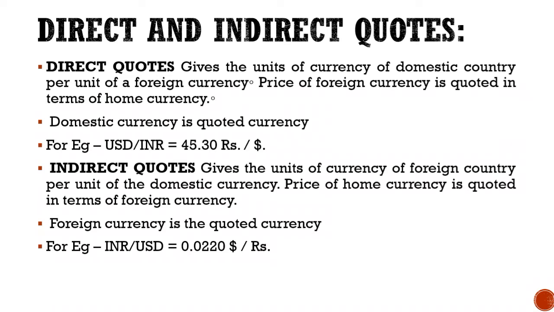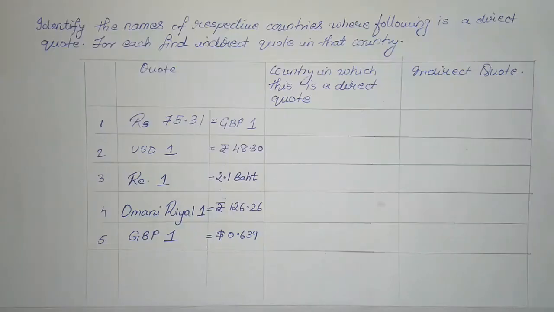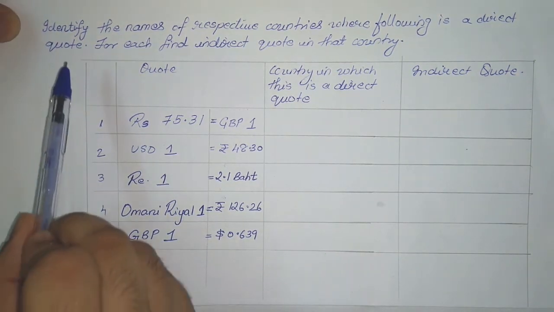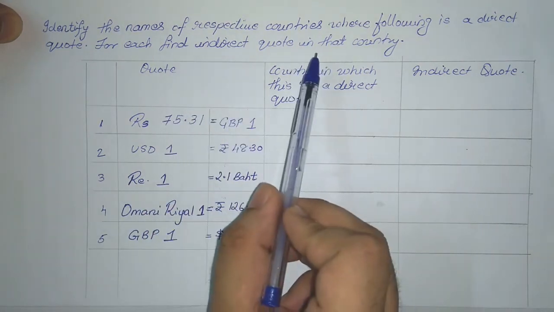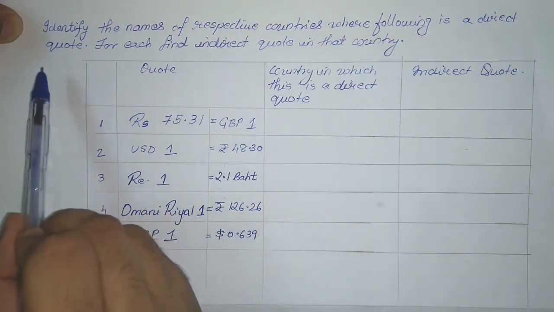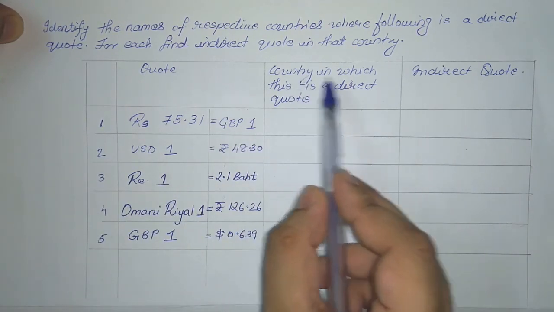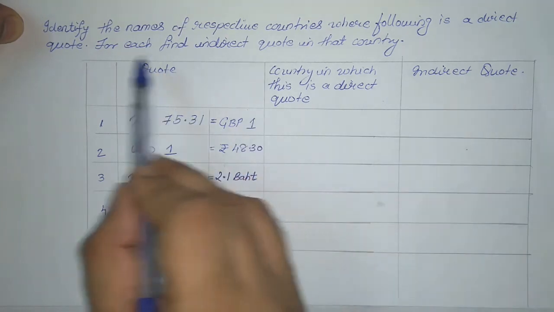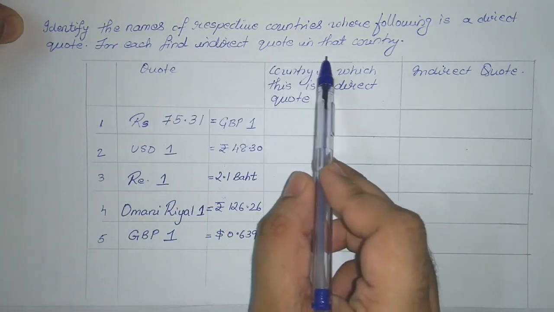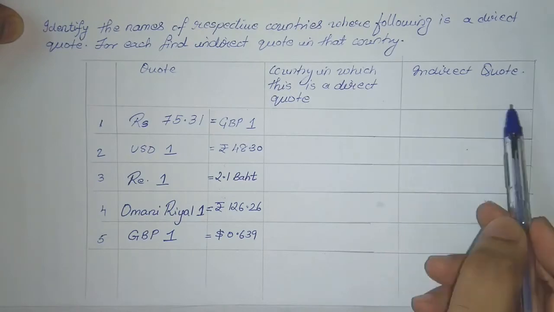Now let us try to understand this concept of direct and indirect quote in a better way with the following examples. Let us learn in detail with the help of this practical sum what is a direct quote and what is an indirect quote. The question is: identify the names of the respective countries where the following is a direct quote. There are some codes given to you. We have to mention the country in which this is a direct quote, and then for each find the indirect quote.